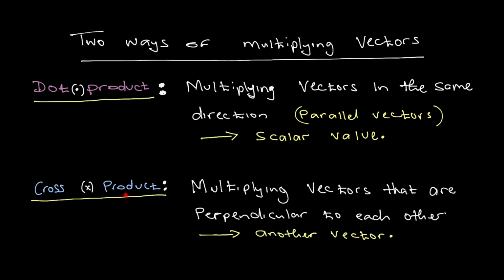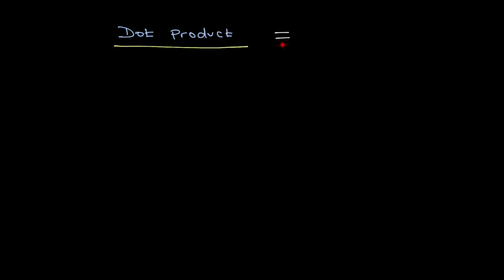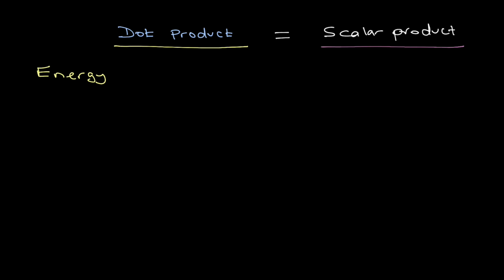So when we use cross product, we get a vector. When we use dot product, we get a scalar value. A dot product is also called scalar product because you get a scalar value. In the case of energy, energy is work done, and work done is force times distance. Because they're in the same direction, we use a dot product.